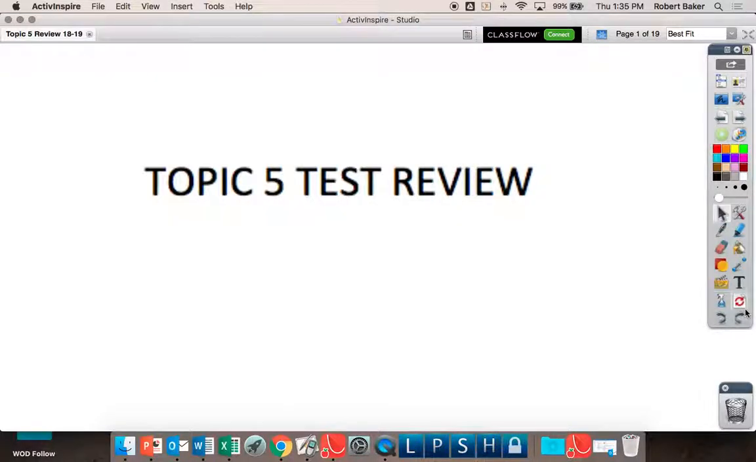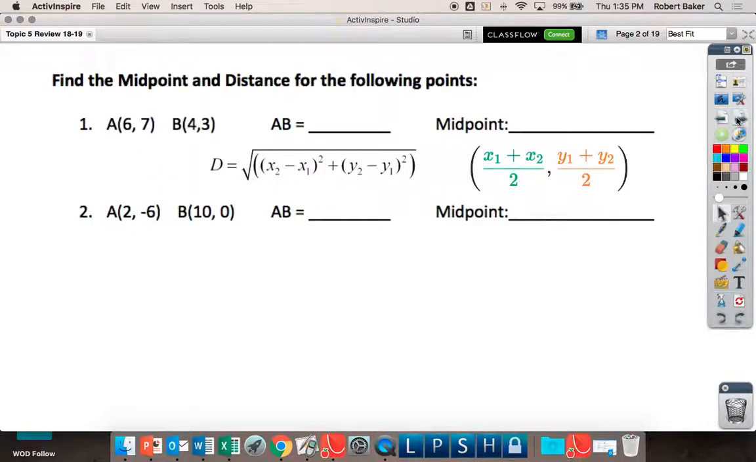Alright, so the first two questions are going to be midpoint distance questions. I give you some points. I'm going to do number 2. I give you the point A and the point B, and I'm asking you to find the midpoint or the distance.